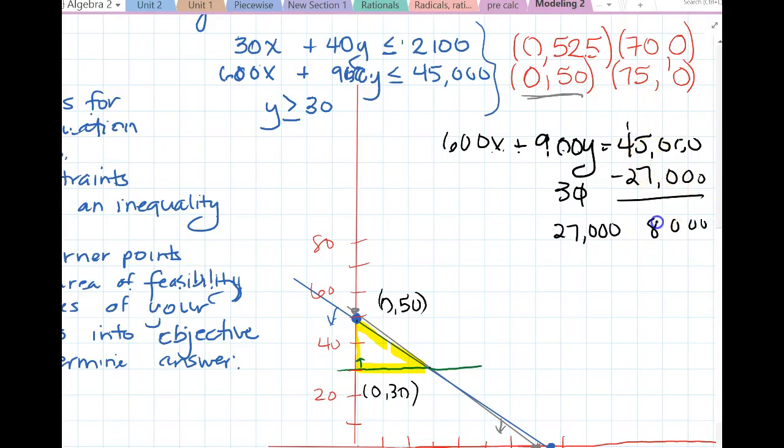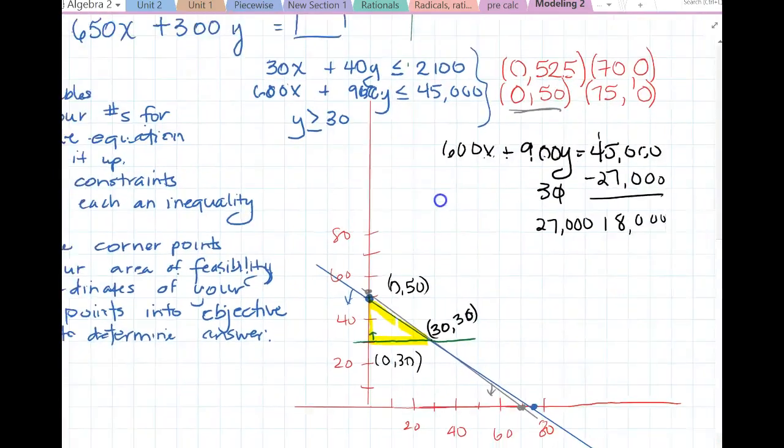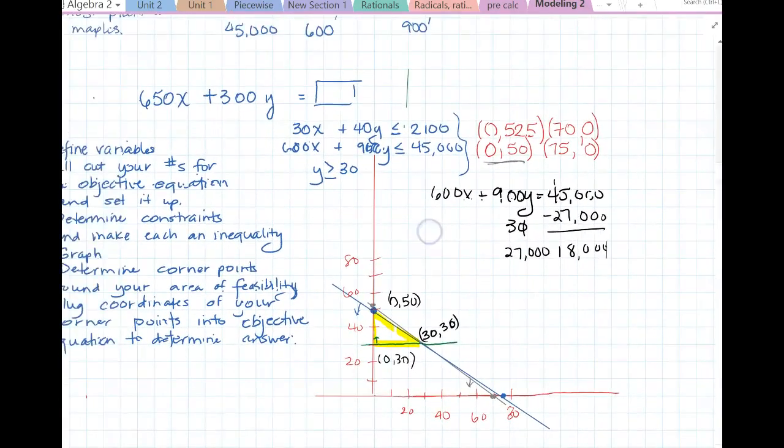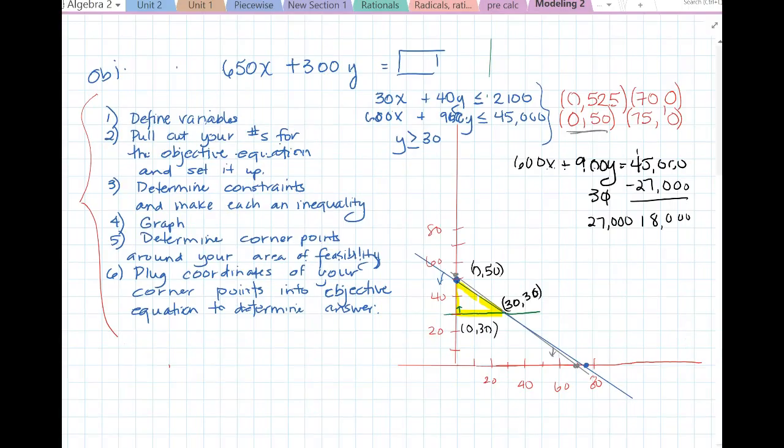15 minus 7 is 8, right? And 3 minus is 18,000 divided by 600. Oh, so that must be 30. So that point is 30, 30. Now, I need to make it smaller. Now I need that objective equation, because I'm going to plug all 3 numbers into it.